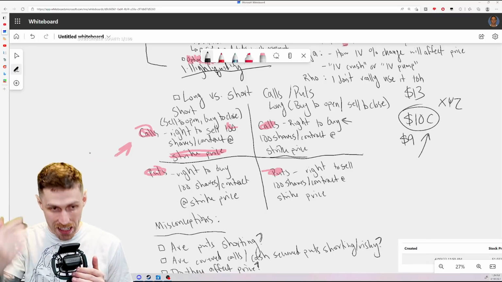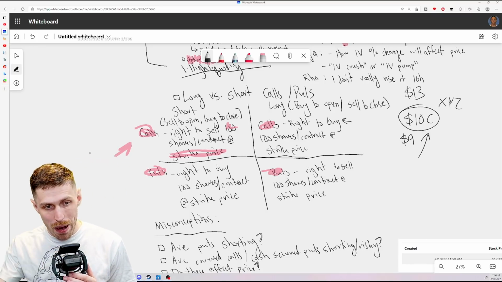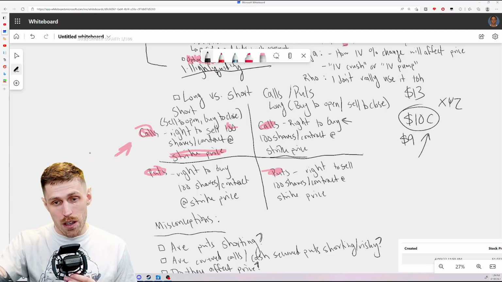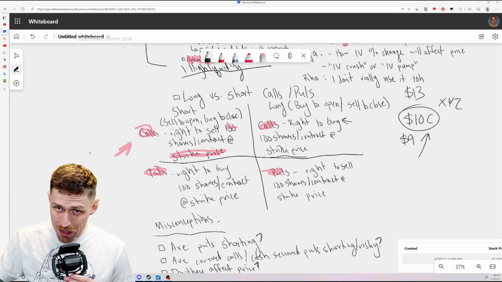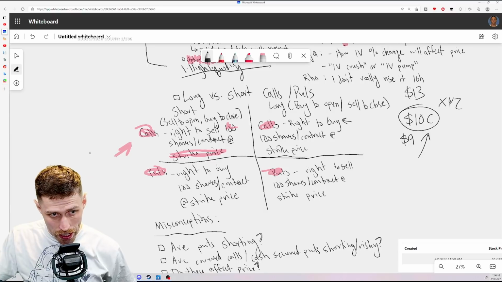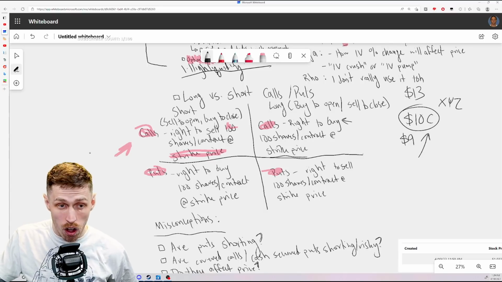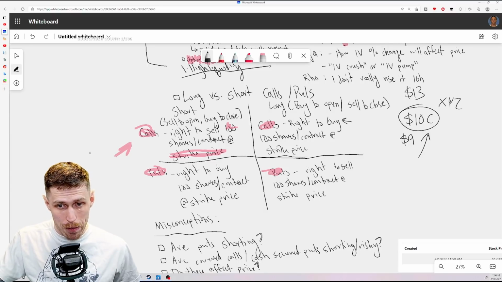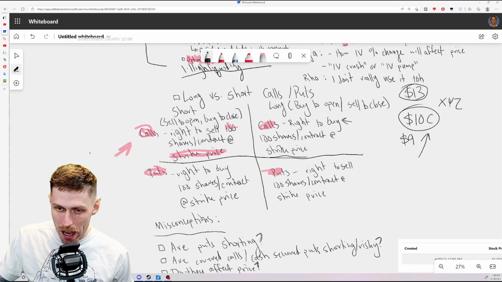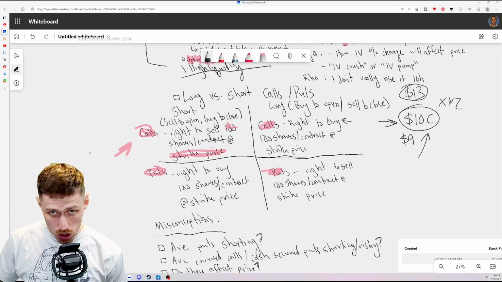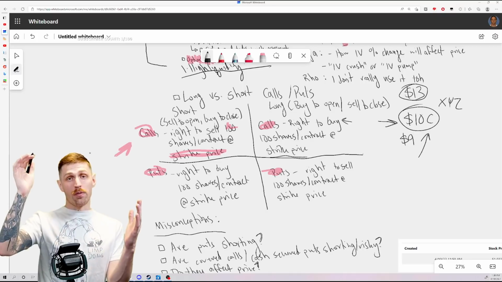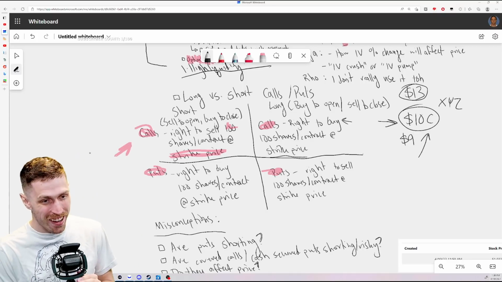On the short side of it, a covered call, sell to open, buy to close. If it runs in the money, guess what they have to do? They've got to sell it. They have the right to sell 100 shares per contract at the strike price. So even though it's at $13, they have to sell it to you for $10. It's a great deal. It's not bad, huh? Right?